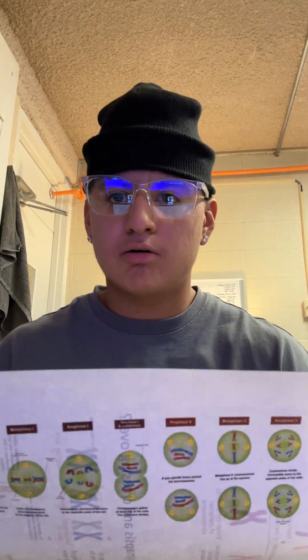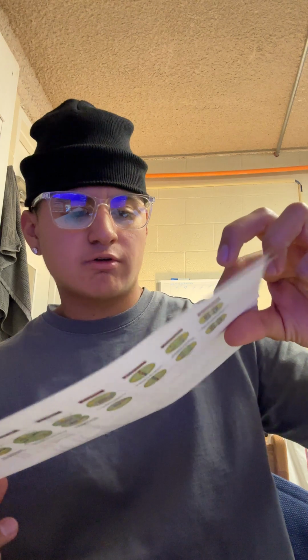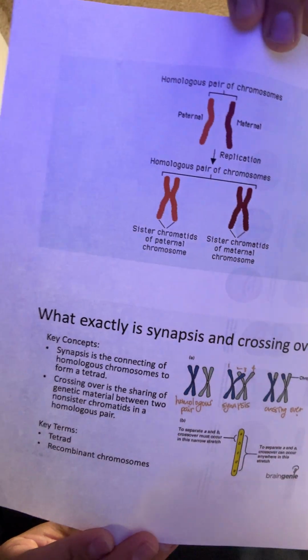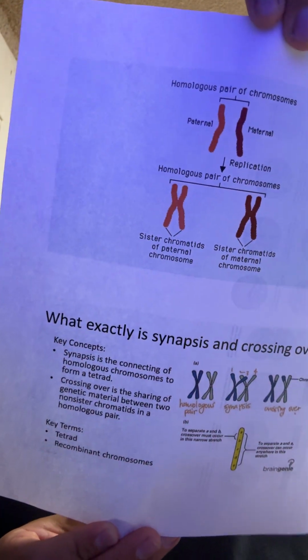Now, I believe the last question is how meiosis contributes to genetic variation and reproductive success. But before that, here are little pictures of a homologous pair of chromosomes, and another visual of synapsis and crossing over that we can see here. Now moving on to how meiosis contributes to genetic variation and reproductive success.